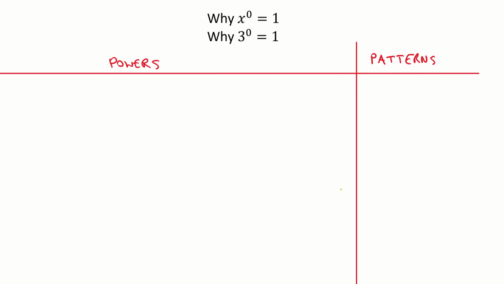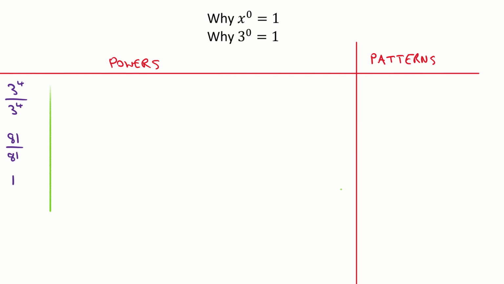Imagine we had the scenario 3 to the power of 4 divided by 3 to the power of 4. Now we know 3 to the power of 4 is 81. So this is 81 divided by 81, and 81 goes into 81 one time. So that's a basic example.